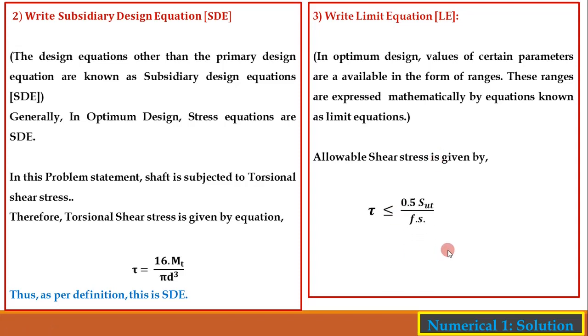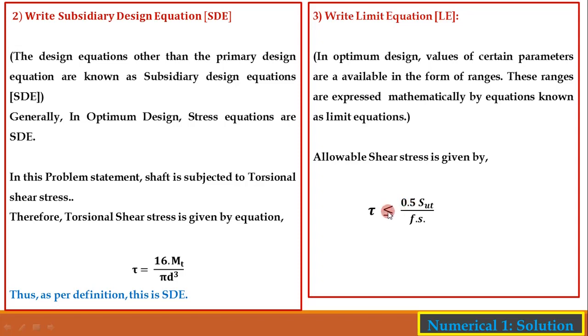And the allowable shear stress equation is given by tau less than or equal to 0.5 SUT upon Fs. Now this equation consists of an inequality sign, and it indicates that the allowable shear stress must be less than or equal to 0.5 SUT upon Fs. You can write SYT also here, but this indicates that the allowable shear stress must be less than or equal to this ratio for the safe design.